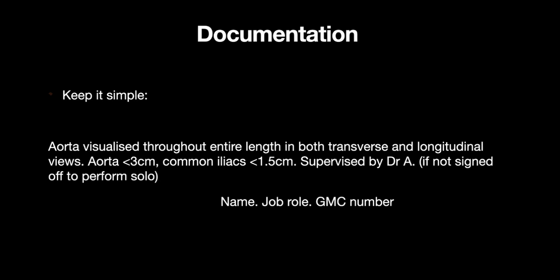So if you've measured the maximal diameter of the aorta to be 2.4 centimeters, you can put that. However, I think it's acceptable to just put, again, going back to your binary question, is it larger than 3 or larger than 1.5? Yes or no. So we're saying, look, we've answered a binary question here. There's no aortic aneurysm. So we don't necessarily need to document anything further than that.